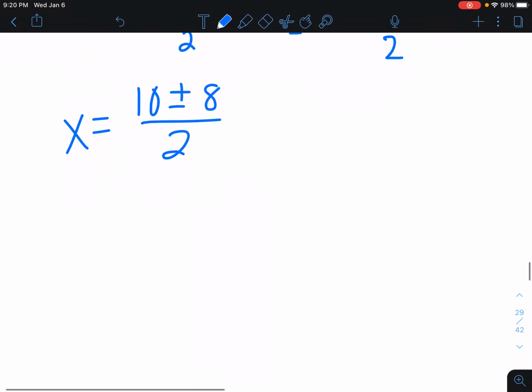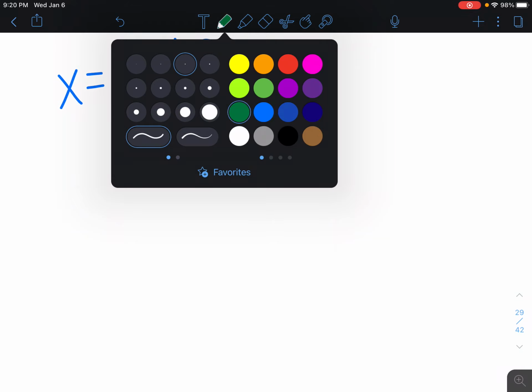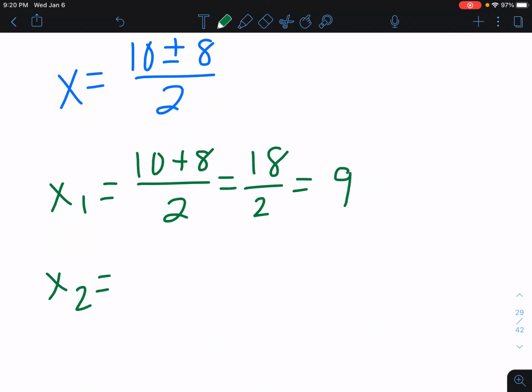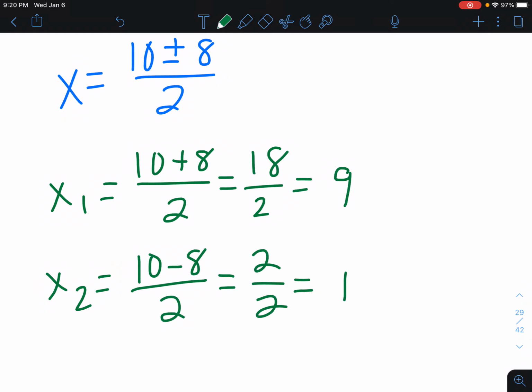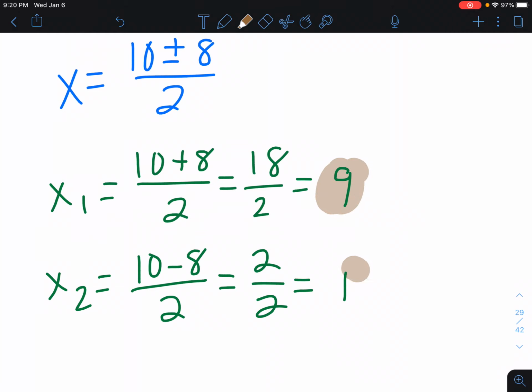We are going to get two integer answers, meaning you could call them whole numbers if you want. So we're going to split this up to get our two answers. For our first answer, we're going to do 10 plus 8 divided by 2. So that'll be 18 divided by 2 is 9. And for the second one, you do 10 minus 8 divided by 2. So that'll be 2 divided by 2 is 1. So you have two distinct answers here: 9 and 1.